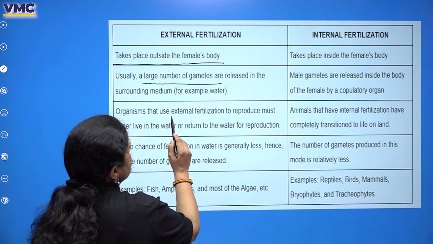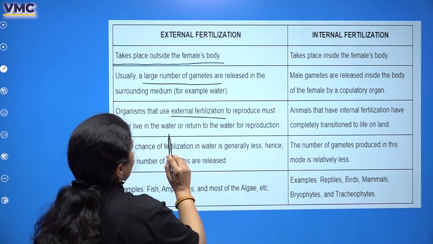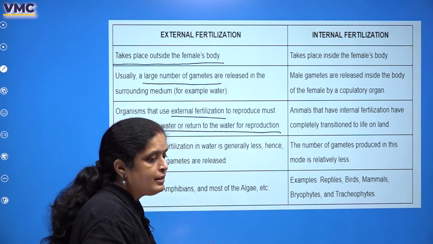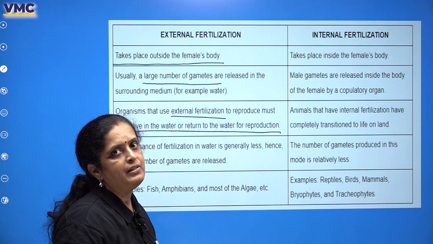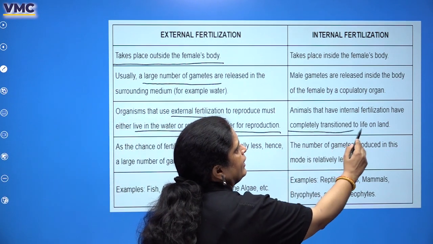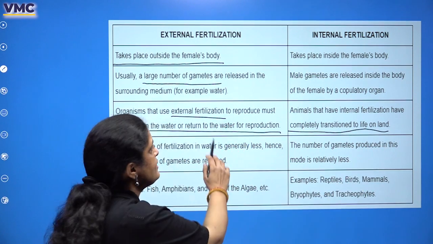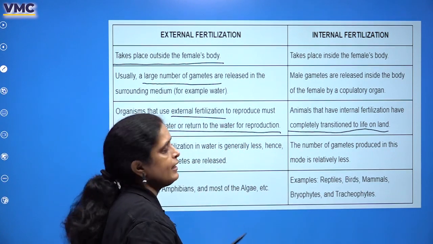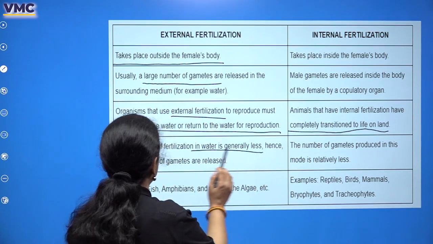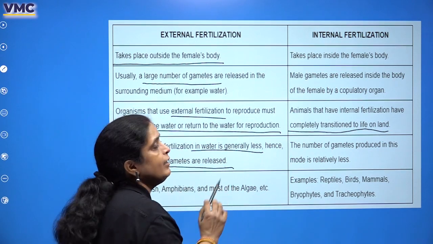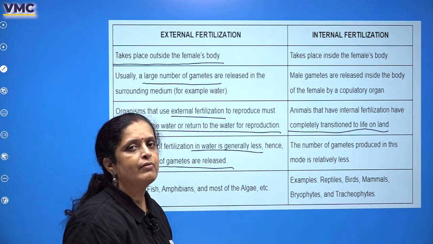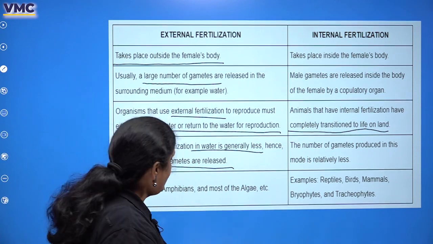The organisms which do external fertilization have to live in or return to the water for reproduction. So this external reproduction usually happens in water, right? But in internal fertilization, they can have life on land as well. This is a probable case where external fertilization mostly occurs in water. As the chances of fertilization in water are generally less, a large number of gametes are released. Because the chances of survival are less, the number of gametes produced is high.